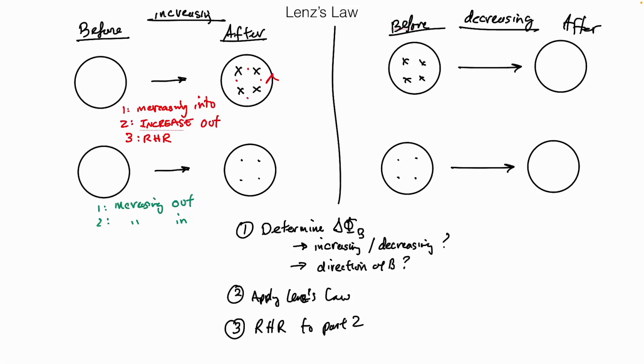Okay? Now that the coil has created an inward pointing magnetic field, what is the right-hand rule going to tell you about the direction? It's going to be clockwise. Thumb goes into the screen, because that's the direction of the magnetic field. Fingers wrap around in the clockwise direction.